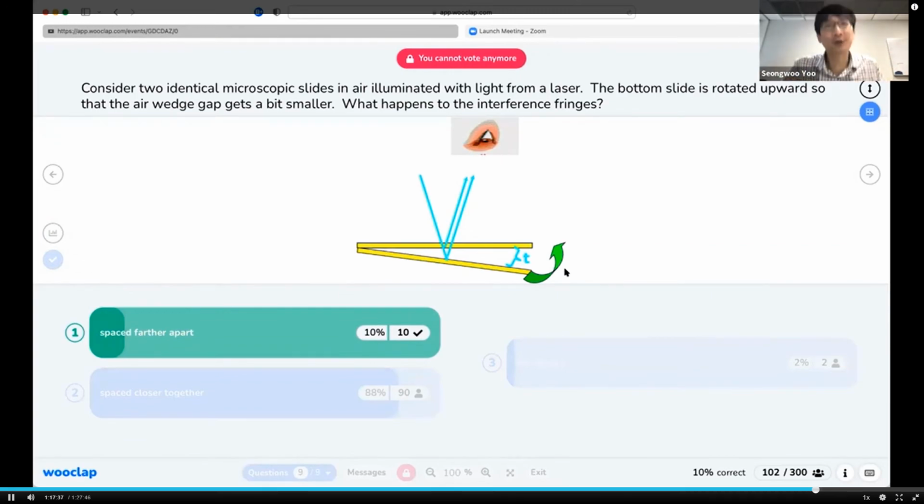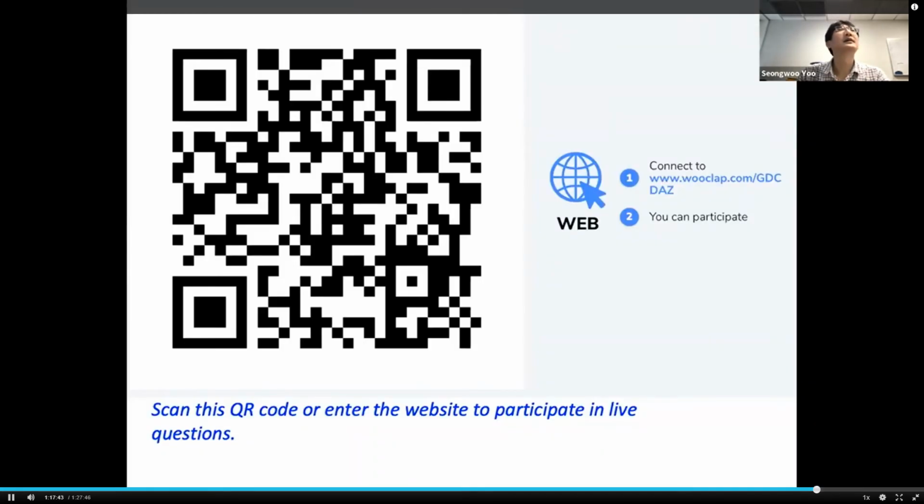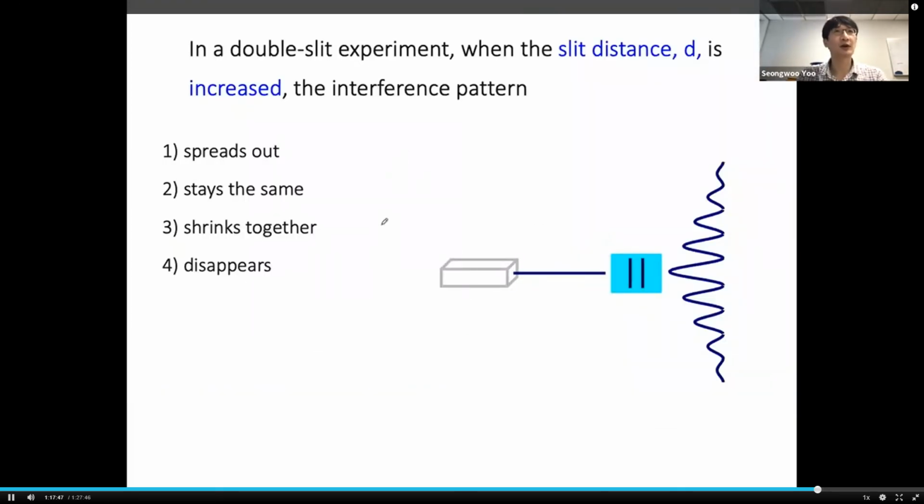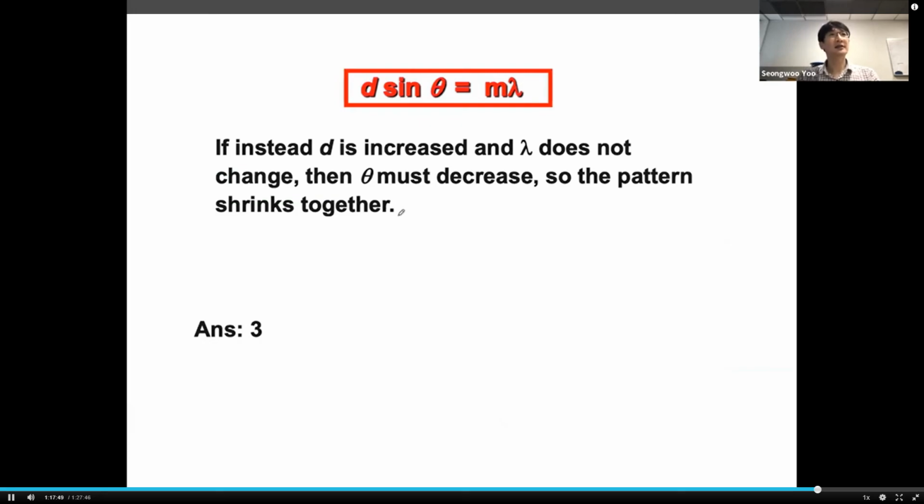Now I will go back to the lecture notes, and I will give you some answers. The first question: the correct answer is 3. They will shrink together. If you remember, we increase the distance of the slit. Since m lambda is fixed, our angle must reduce. Therefore, the overall pattern will shrink.